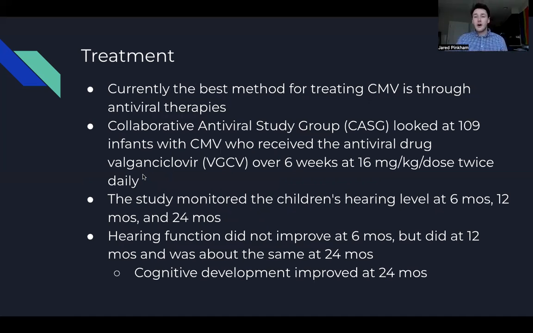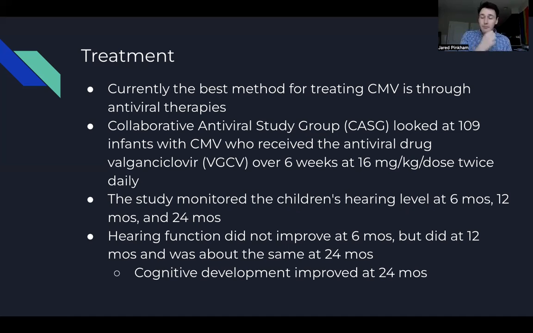So treatment, how is CMV treated? Currently, the best method for treating CMV is through antiviral therapies. The Collaborative Antiviral Study Group, CASG, looked at 109 infants in a study who were CMV positive. And for the first weeks, they received an antiviral drug, valganciclovir. Over 6 weeks, they took 16 milligrams twice daily.